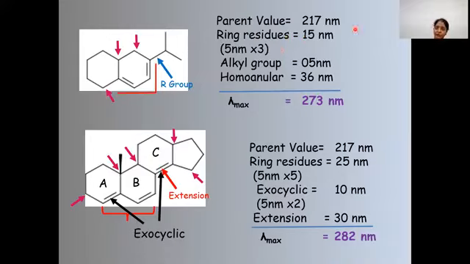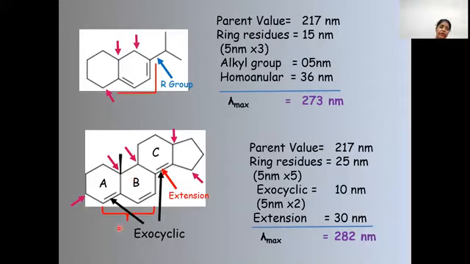For 3 ring residues, increment will be 15 nanometer. 1 alkyl group, for 1 alkyl group, increment will be 5 nanometer, and the diene is homoannular, 36 nanometer. Since your molecule is only up to this carbon, it is not related in any way with this ring. So this bond will not be considered as the exocyclic bond for this ring. So the value of lambda max will be 273 nanometer.